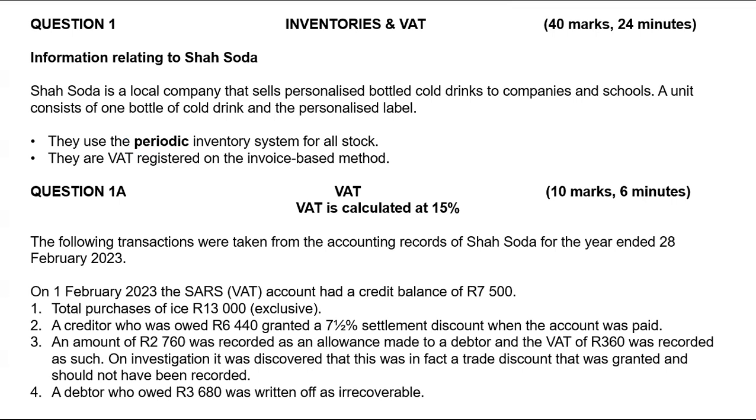However, when we made a payment, this creditor granted us a 7.5% discount, meaning that we incorrectly calculated VAT input. Our VAT input has been overstated because we calculated on the 100% of that 6,440, and we're not supposed to have calculated it on that.